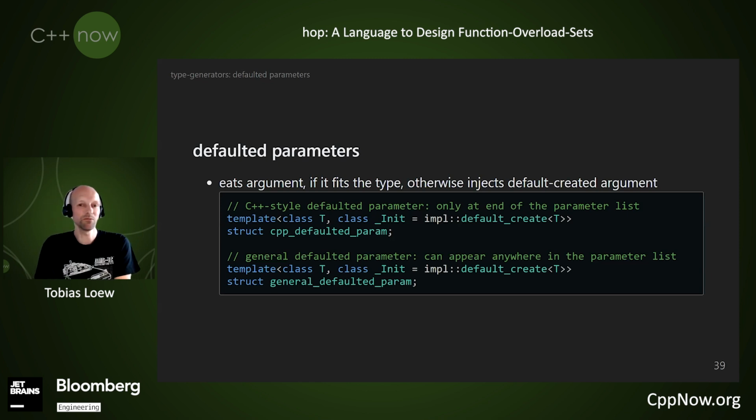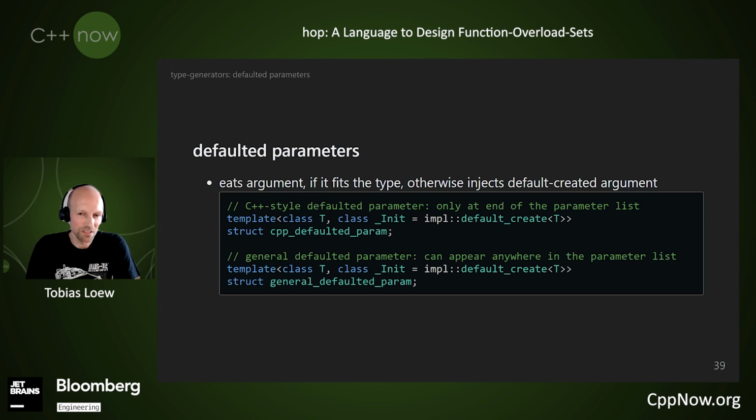And additionally, we have some initializer template to create the defaulted parameter in case it's not specified by the user. The default creation simply calls the default constructor on the type. And for these defaulted parameters, only C++ types are allowed, not whole generator lists.